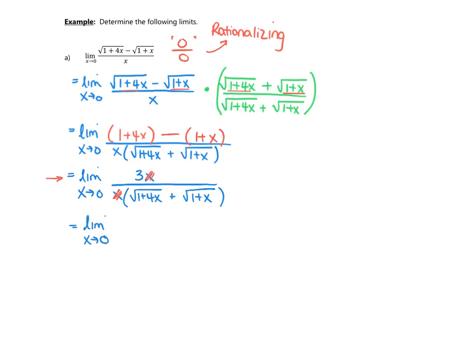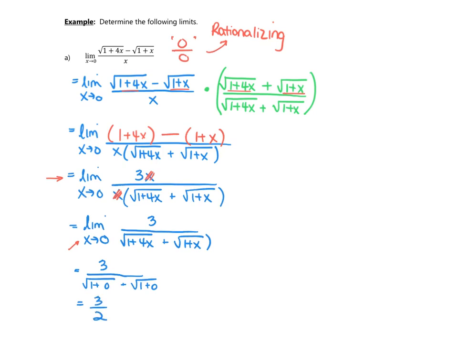And so we are now left with simply the limit as x approaches 0 of 3 over this giant thing. And no longer will we get 0 over 0 by substitution, so we now actually substitute. This limit piece goes away, and we simply plug in 0. So we have the square root of 1 plus 0 plus the square root of 1 plus 0, and we end up with 3 over 2.